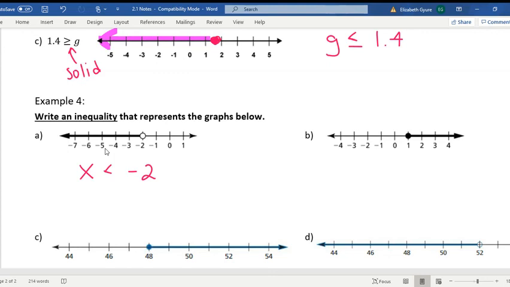Good. Let's look at B. I'm going to start with my variable, X, and then my number. Mason, what number is our dot on in part B? 1. Okay, so we're going to have an X and then a 1. Now I've got to decide my symbol. If it's solid, do we want the line underneath our symbol? Yes, so my only options are greater than or equal to or less than or equal to. Look at the direction it's being shaded. It's starting at 1 and then isn't it going up? 2, 3, 4. So would we use a greater than or equal to or a less than or equal to? Greater than or equal to. Good.